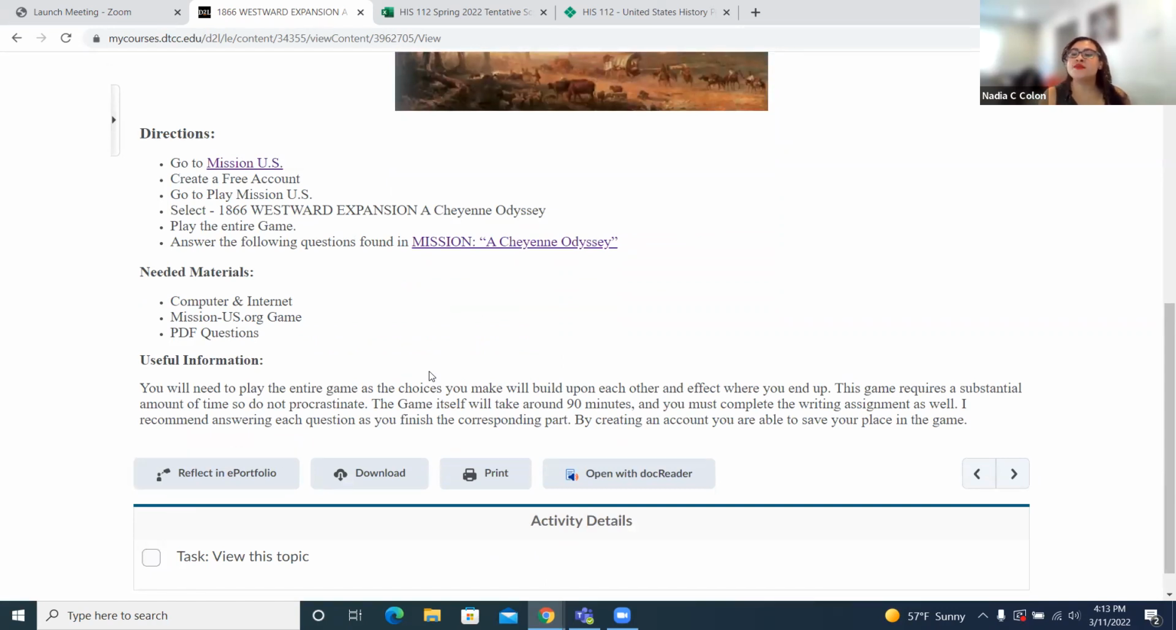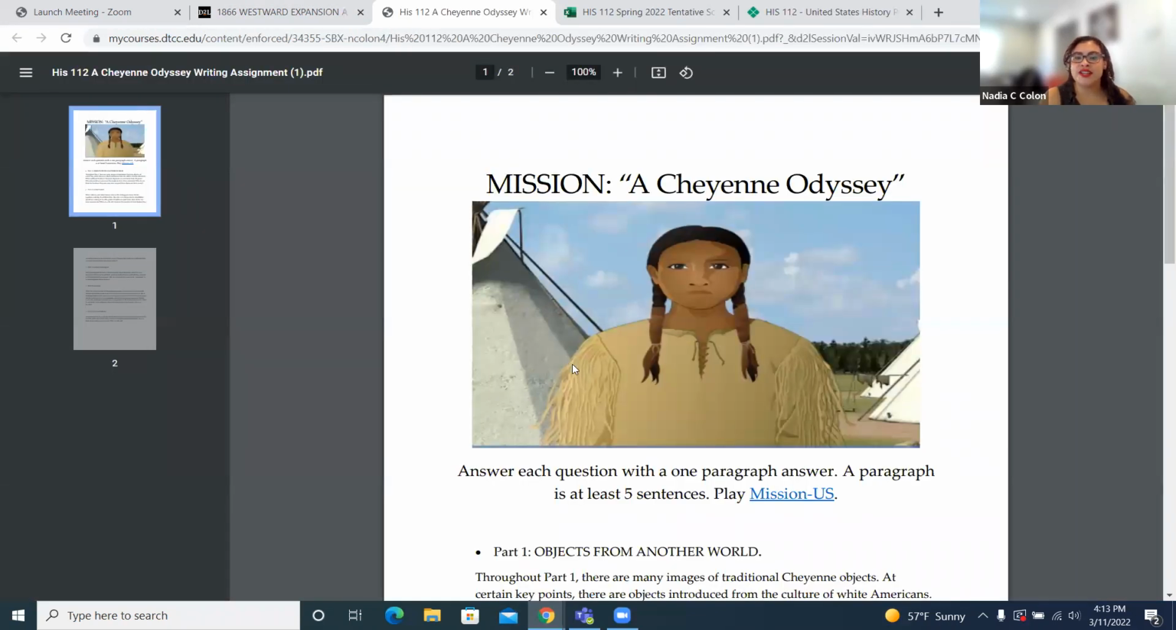The game requires a substantial amount of time, so do not procrastinate. The game itself will take around 90 minutes, and you must complete the writing assignment as well. I recommend answering each question as you finish the corresponding part. By creating an account, you're able to save your place in the game. You will then submit the assignment under a Cheyenne Odyssey. These are the questions.